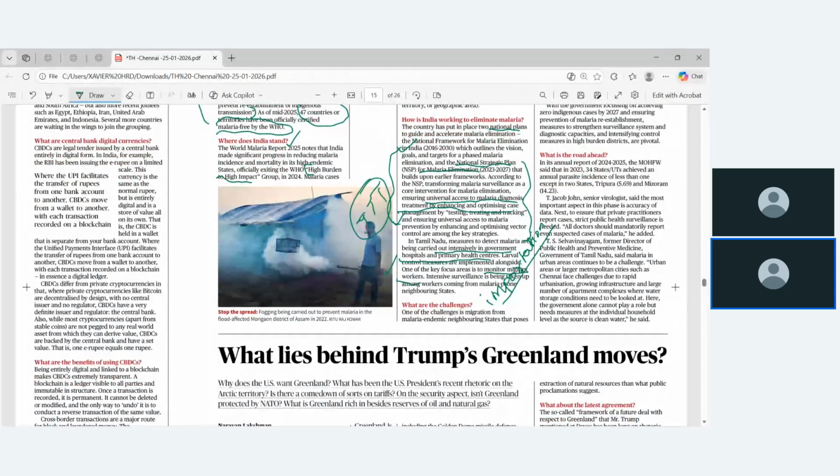Let us simply come to the last paragraph. Here it has mentioned that urban areas or larger metropolitan cities such as Chennai face challenges due to rapid urbanization, growing infrastructure, and a large number of apartment complexes where water storage conditions need to be looked at. Here, the government alone cannot play a role, but measures are needed at the individual household level, and the source is clean water. So contaminated water and stagnant water must be cleared from time to time. So these are the preventive measures to be taken by the government and by the people who are living in the metropolitan city. These are the points we have to keep in mind.